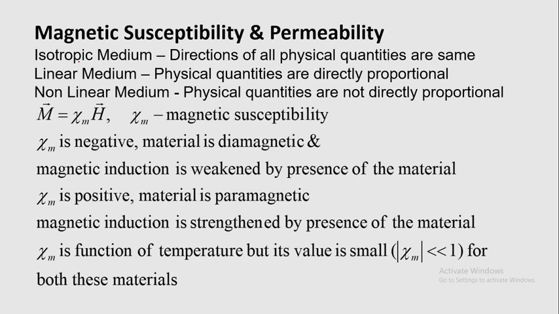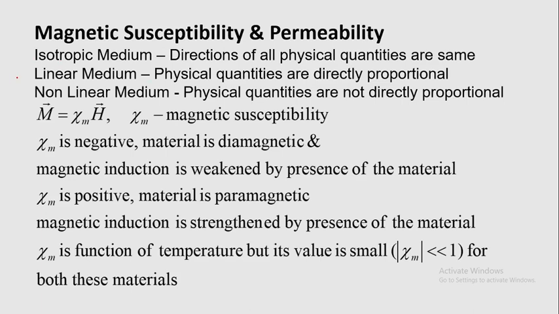A linear medium means these different physical quantities, H, M, B, are linearly related. Linear, y equals mx plus c, or y equals mx. So y is proportional to x. Each physical quantity is proportional to the other physical quantity. So that is a linear medium. Then we have a non-linear medium. In a non-linear medium, these physical quantities are not linearly related, that means they are not directly proportional.